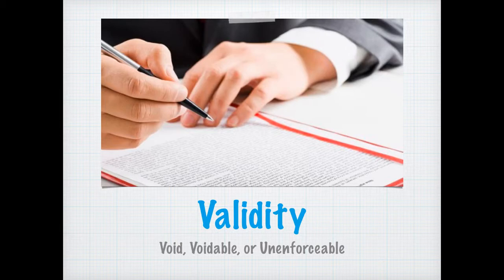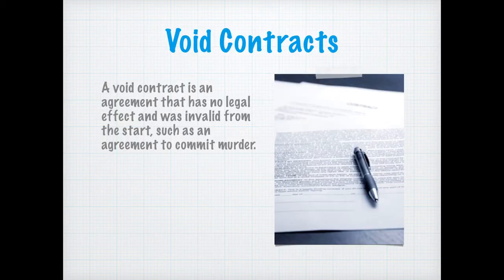So are contracts valid? Let's presume that if we followed all of the fundamentals that we just talked about, then that's a valid contract. But sometimes contracts are not valid, and in that case, they're either void, voidable, or unenforceable. A void contract is something that had no legal effect from the very beginning. For example, a contract with somebody to commit murder does not have a legal basis, and it is not a legal contract. Therefore, it's never been a contract at all, and it's void.